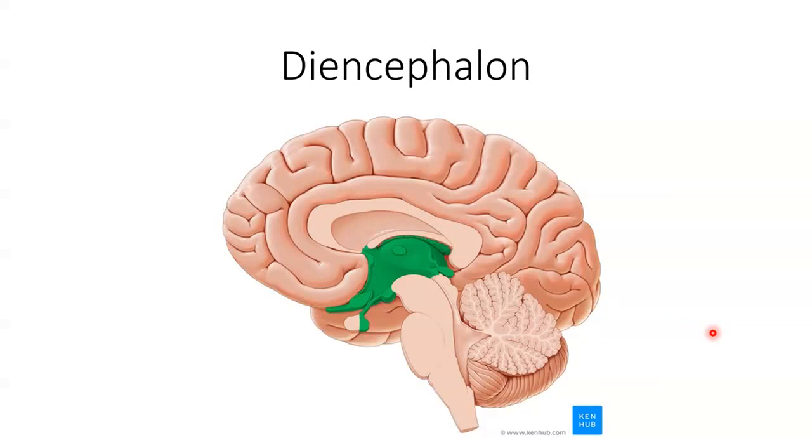So moving to the next gross brain region, we have the diencephalon. This is the region highlighted in green. The diencephalon forms this core component of brain tissue, and it extends from the cerebrum down to the brainstem. The diencephalon contains three smaller structures: the thalamus, the hypothalamus, and then the epithalamus.